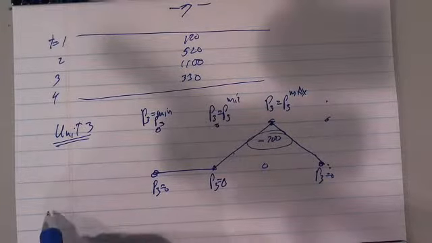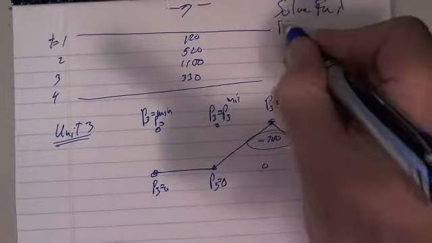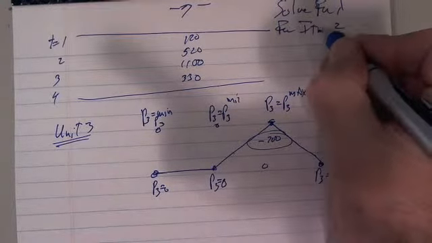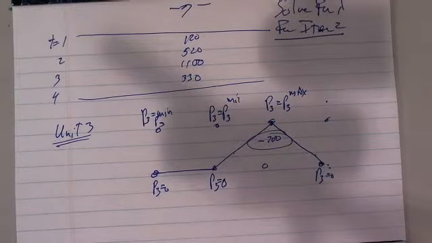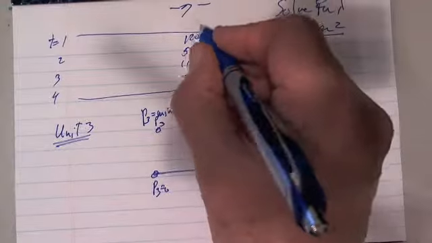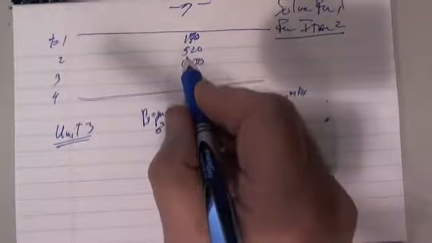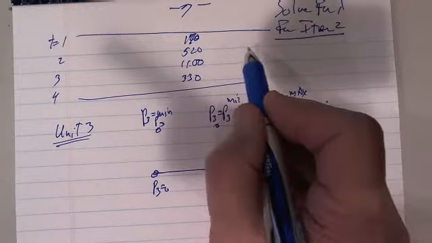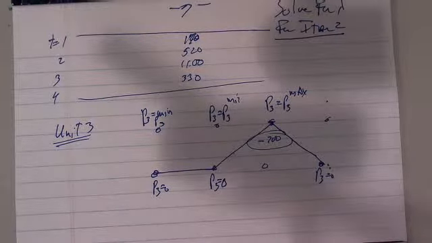Lambda. Now, I didn't show this, but I should have done this first. I need to backtrack here and solve for lambda for iteration 2. Well, the gap, remember, was these values: 170, 520, 1100, 330. Those are positive numbers because the P load minus the sum of P times U is positive. So then I increase lambda, but I multiply it.